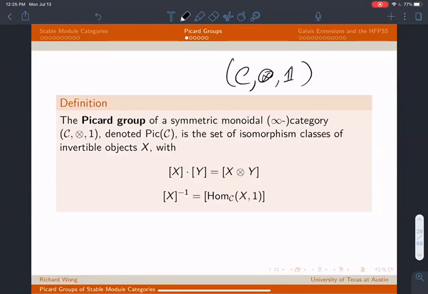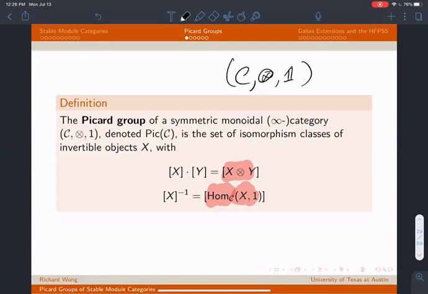And so the Picard group is this group where the elements are isomorphism classes of invertible objects, and the multiplication is given by taking the class of the tensor product. And the inverse is going to be taking the class of the dual. So this is an interesting thing to compute that gives you information about your symmetric monoidal category.